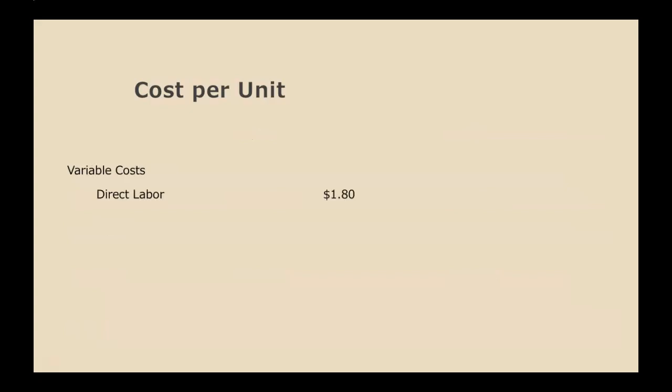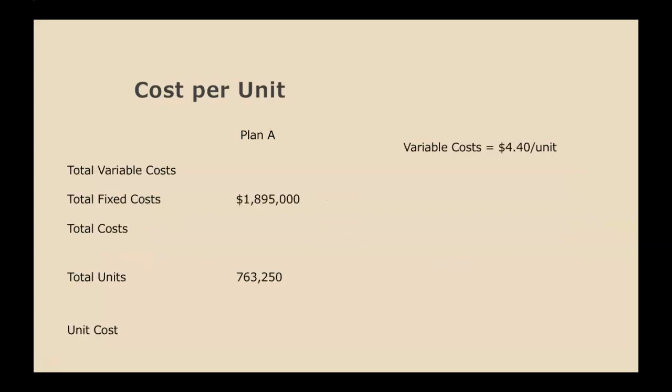So we have different variable costs, right? We have direct labor, direct materials, and variable overhead. We were given all of those amounts. We can see that our total variable cost will be $4.40 per unit. And now we can use that amount to figure out the variable cost for both Plan A and Plan B.